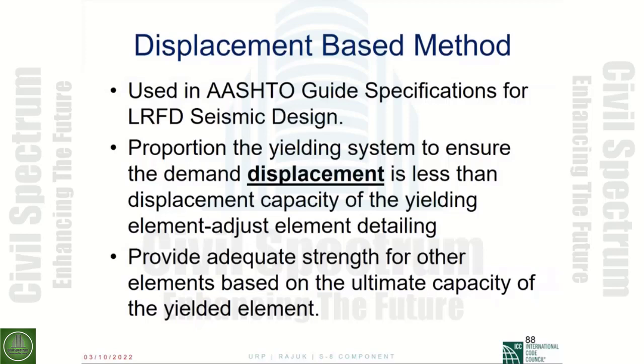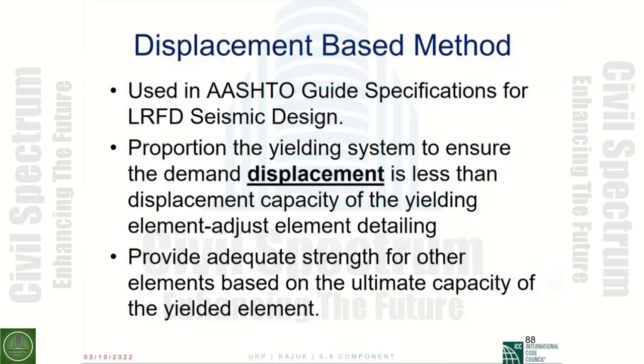You need to do a curvature analysis for the concrete, so that you will be able to estimate the ultimate curvature. You need to know the length of the plastic hinge. You want to know the ultimate displacement of the element, and you want to make sure that the ultimate displacement is really more than the demand displacement, so that you will have a safe design.